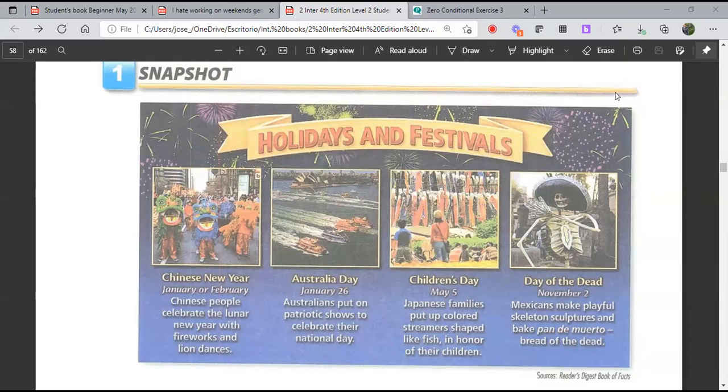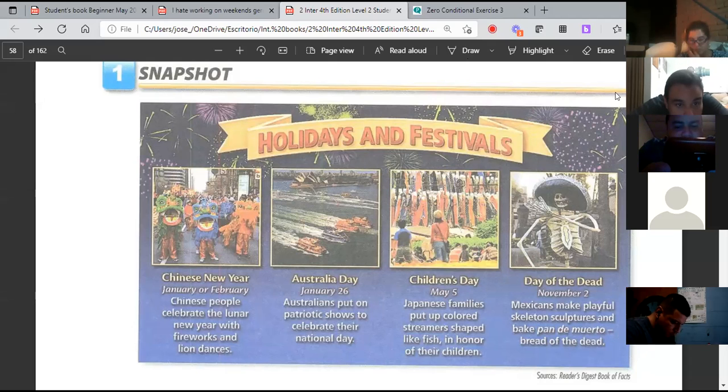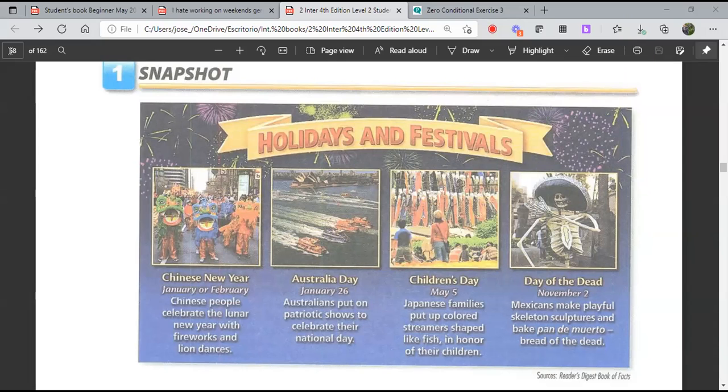By the way, in the United States, President Biden just approved a new holiday. I don't know if you have watched the news, but in the United States, they approved a new holiday related to the end of slavery back in the 1800s. All right. He just ratified that. It's going to be celebrated on June the 19th every single year, and it's going to be a day off. It's a federal law already. Okay. Good. So that being said, let's talk about the holidays and festivals.